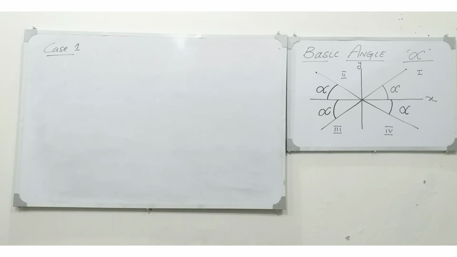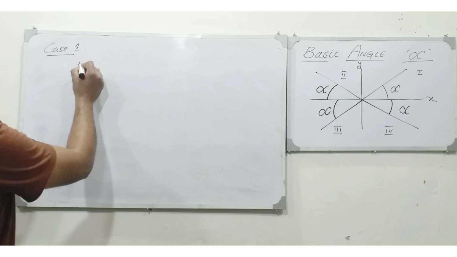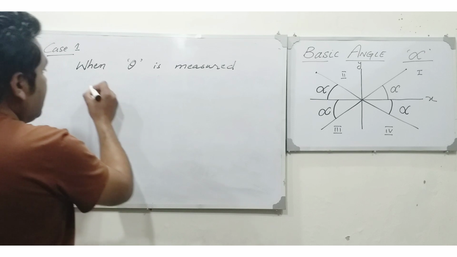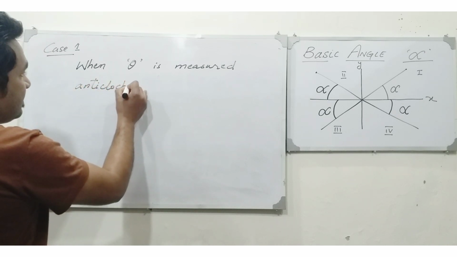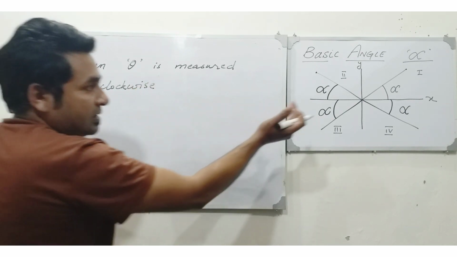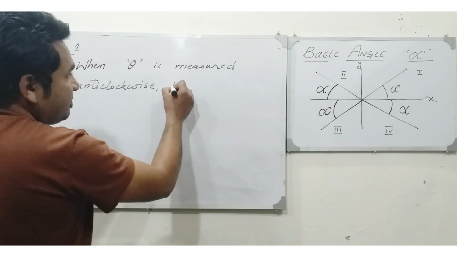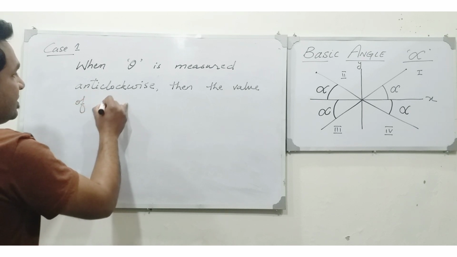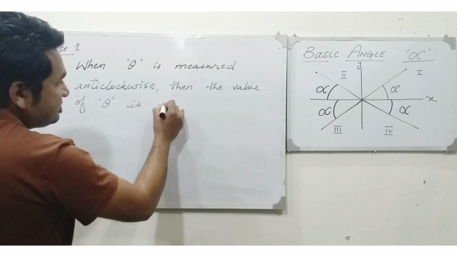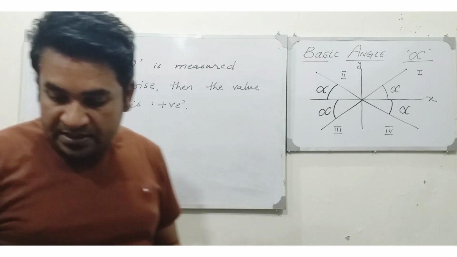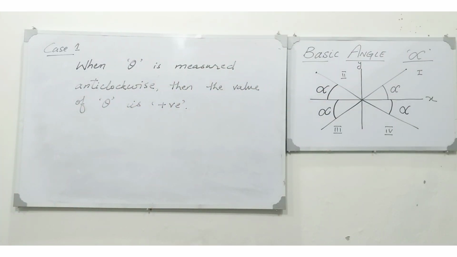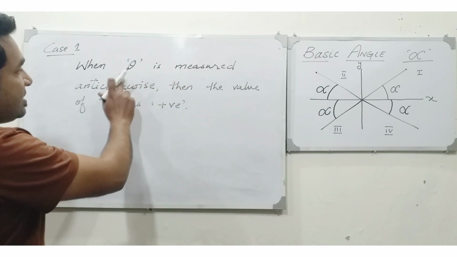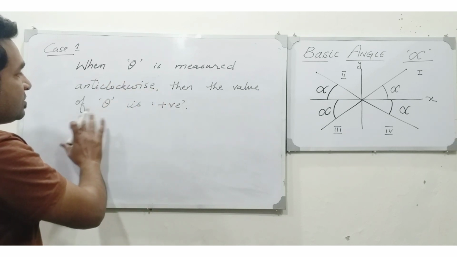Case number one is when theta is measured anti-clockwise, in the anti-clockwise direction, like in this direction. Then the value of theta, you all know, is positive. So when we measure this angle theta in the anti-clockwise direction, the values of theta are always positive.